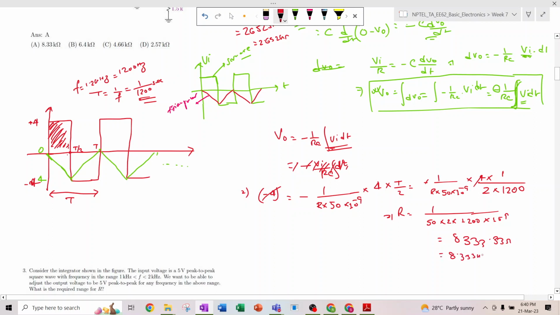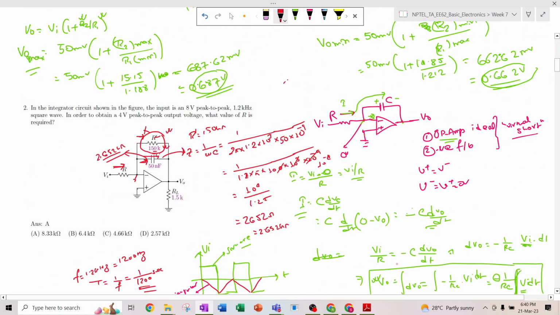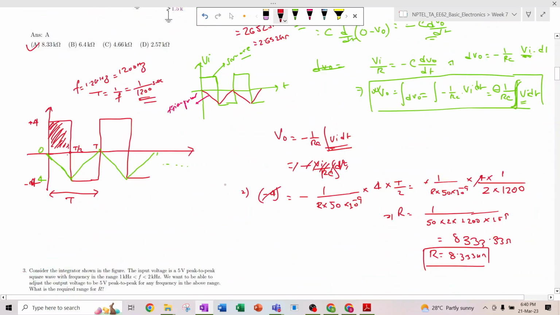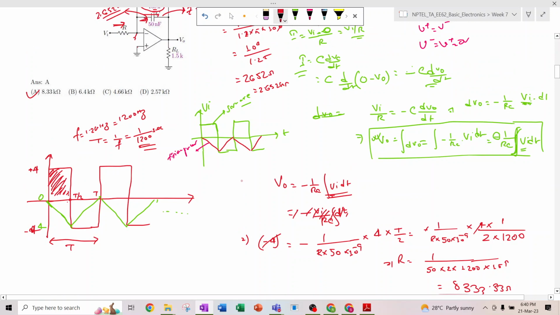So that is 8.333 kilo ohm. If the resistance value is this, then only the output will get 4 volt peak to peak. So in order to obtain a 4 volt peak to peak output voltage, the resistance R should be 8.33 kilo ohm, right? So you should know how we analyze the problem.